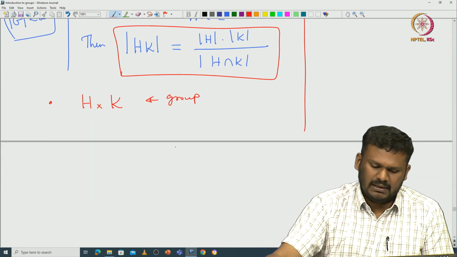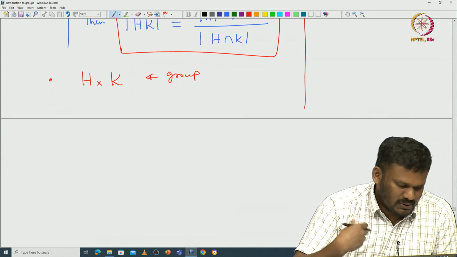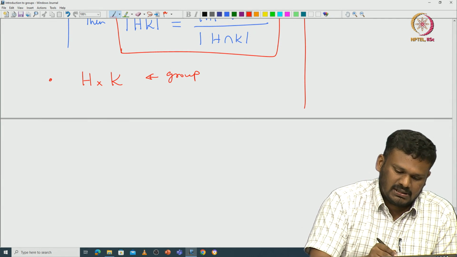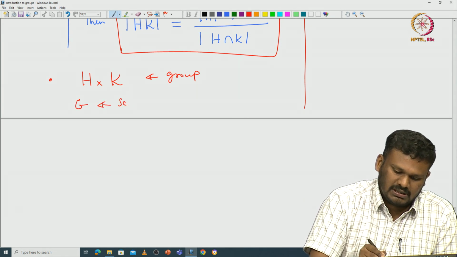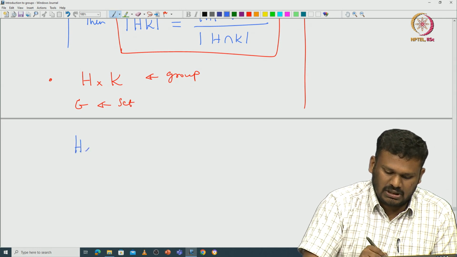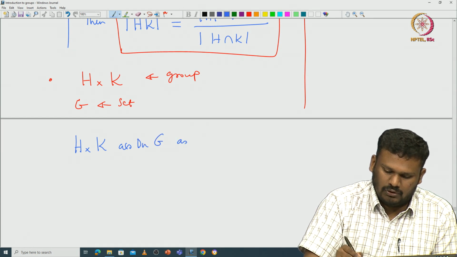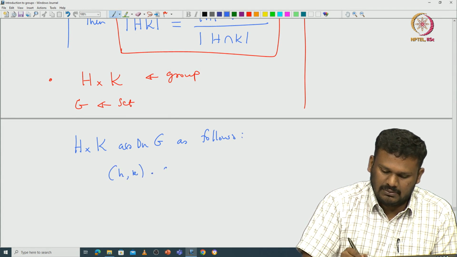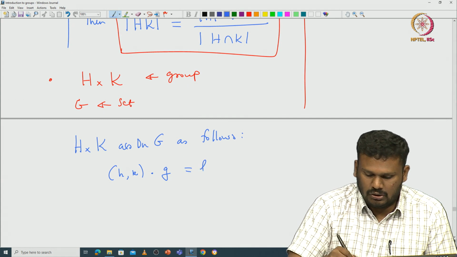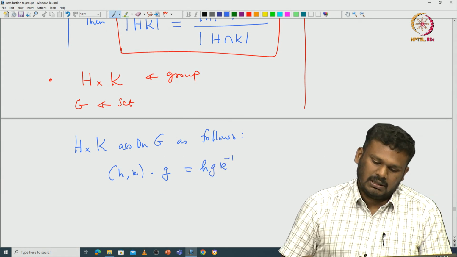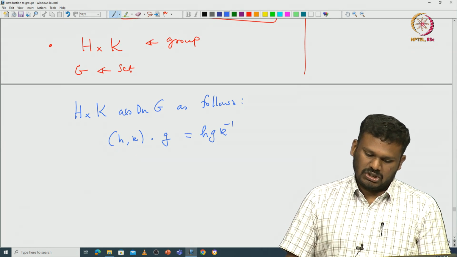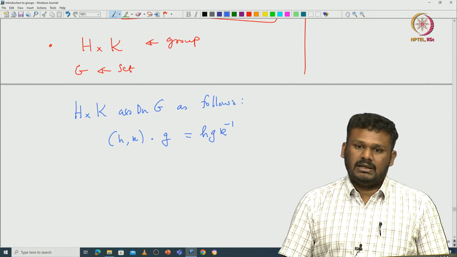I am going to just outline and I will leave it to you to check. So, what is your set? Your set is going to be G itself. Now, what is the action? H cross K acts on G as follows. You take the tuple (h, k) and some element g, and you send it to this conjugation, the double coset thing: (h, k) dot g is h g k inverse. So, verify this is indeed a group action.